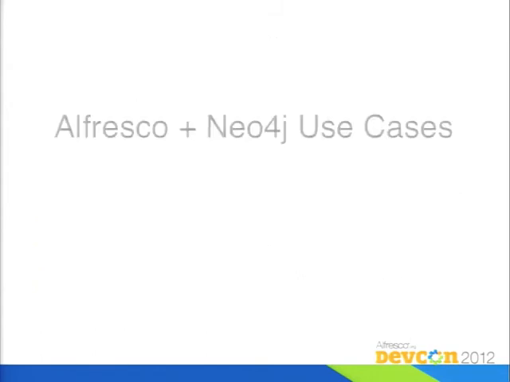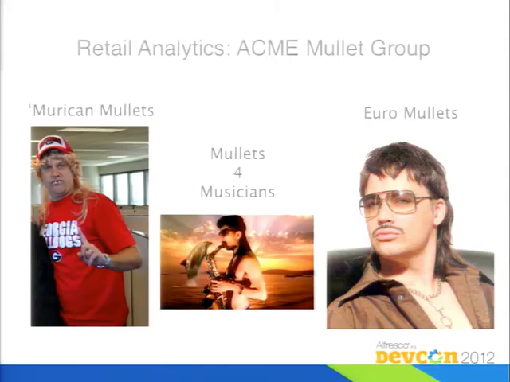Neo4j and Alfresco use cases. I haven't actually built this, but these are just examples to whet your appetite and to get you thinking on how you can use the two together. Retail analytics. So imagine we have ACME Mullet Group. They cater to a lot of customers: American mullets, mullets for musicians, and Euro mullets.